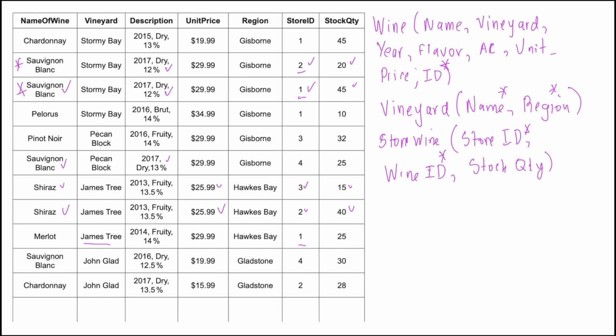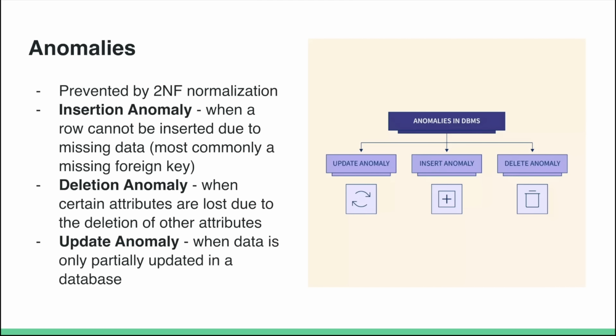Now, one last concept we need to talk about is anomalies. Anomalies are directly connected to the normalization done in the second normal form. Specifically, when working with the second normal form, we want to make sure there are primary keys on every table and that we don't have any partial dependence. If we don't normalize according to the second normal form, we have three possible anomalies, which are basically problems that can arise. The first is the insertion anomaly.